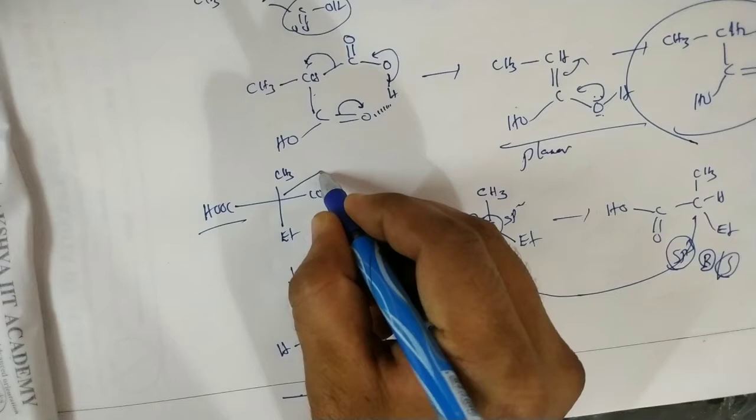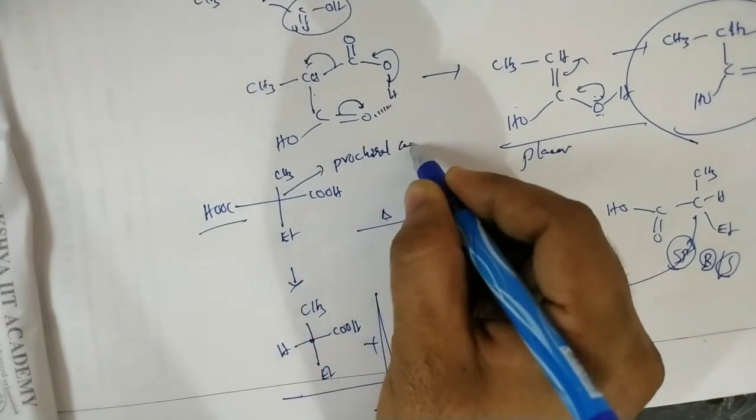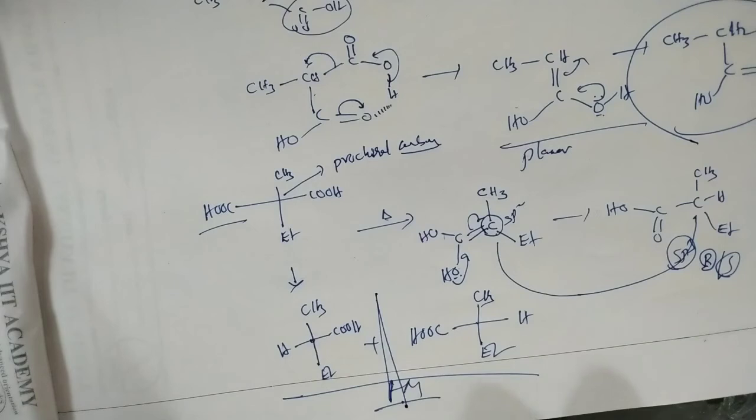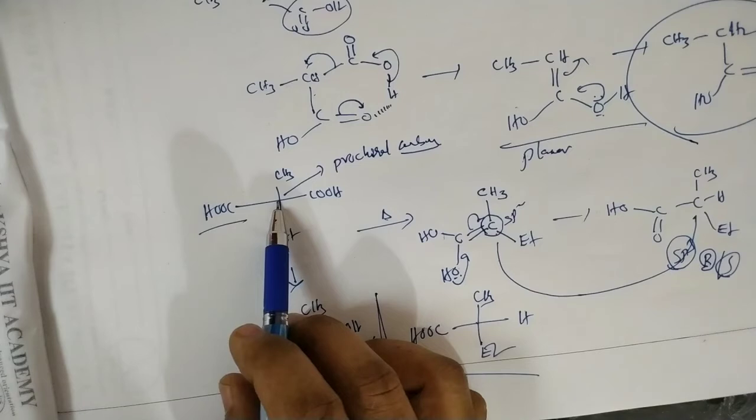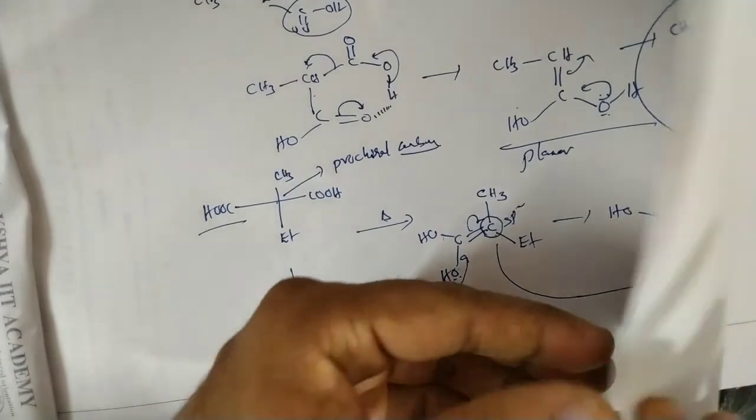So we can say here in this case it is a prochiral carbon. Prochiral carbon means that it is ready to change into a chiral carbon. So after decarboxylation, this achiral carbon is converted to a chiral carbon. That is a prochiral carbon. Okay, it is one example.